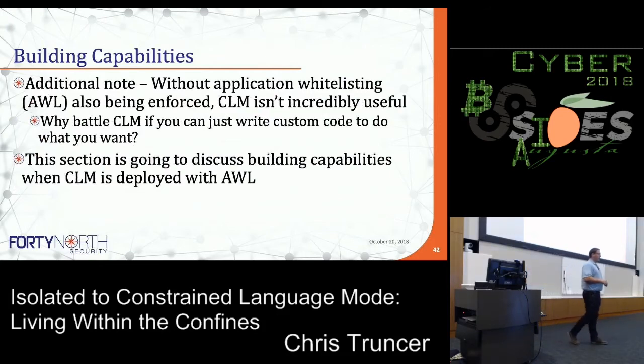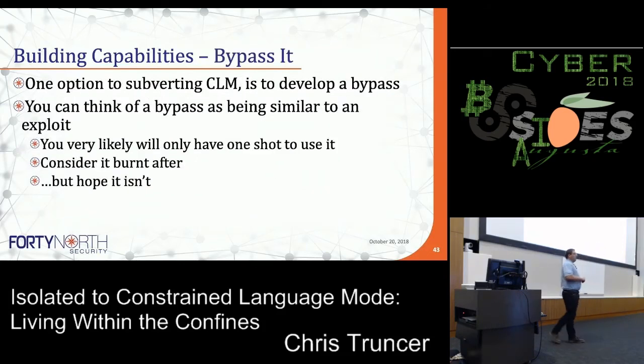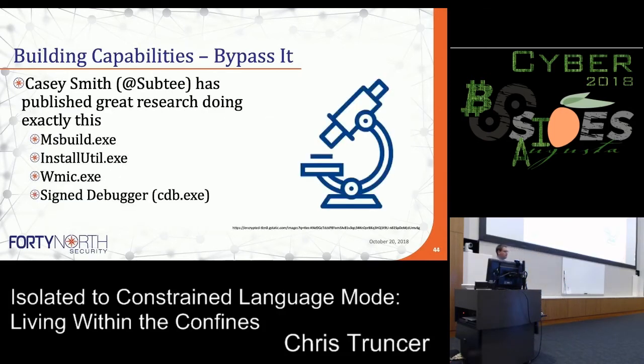And here I already talked about this: constrained language mode needs to be really paired with application whitelisting. So one option to subvert constrained language mode is to develop a bypass. You can think of this as similar to an exploit, but it's definitely not an exploit at all. I like to think of it as you may have only one shot to use your bypass, because I would consider it essentially burnt after that one time, because it may be detected by whatever defenders are on the system if they have the capability to detect what you actually ran. Now you can always hope that it wasn't caught, and maybe you can reuse it, but you want to use it when you really need it.